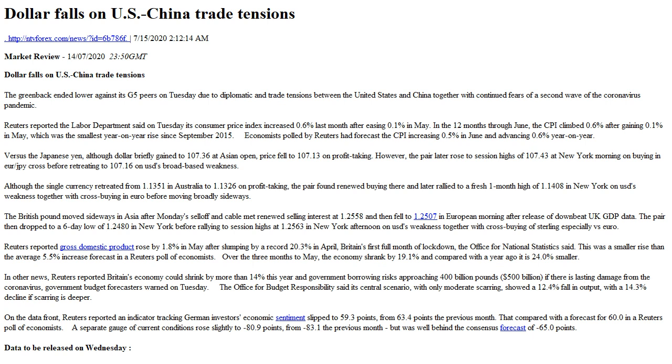at 1.2558 and then fell to 1.2507 in European morning after release of downbeat UK GDP data. The pair then dropped to a 6-day low of 1.2480 in New York before rallying to session highs at 1.2563 in New York afternoon on USD's weakness, together with cross-buying of sterling, especially vs euro.